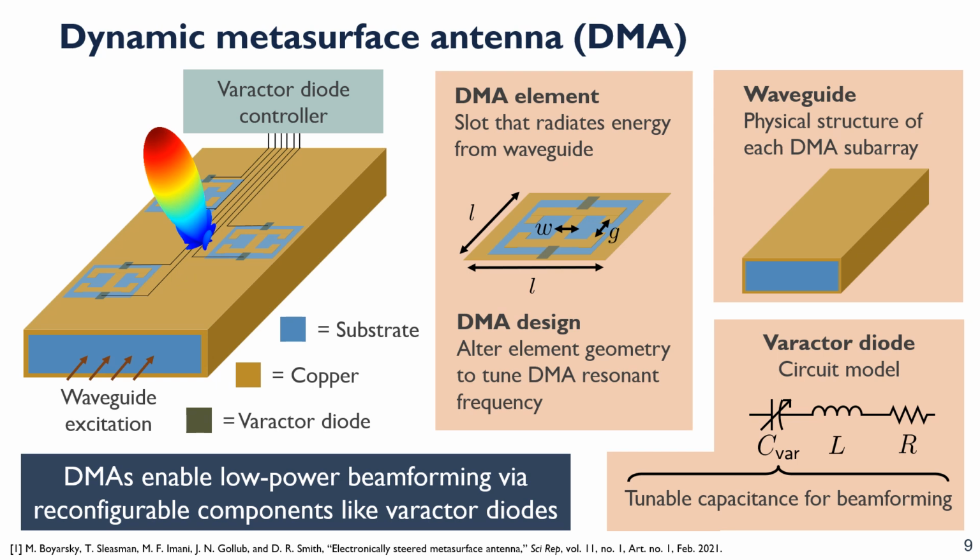And when we tune that capacitance, we can tune the resonant frequency of the different DMA elements, which allows us to achieve different amplitude and phase values for all of the different DMA elements. And if we can tune the phase for the different elements, then we can enable beamforming, which is how that low power beamforming works for DMAs using things like varactor diodes.